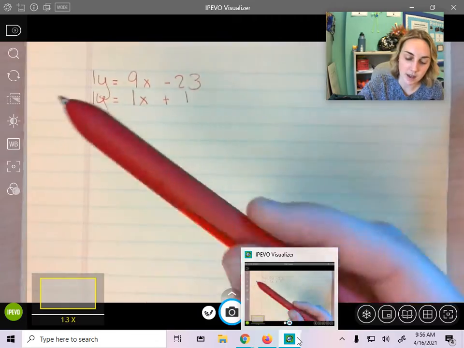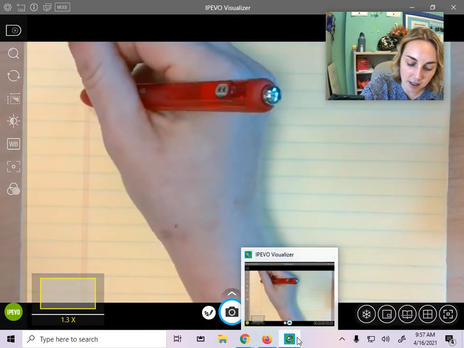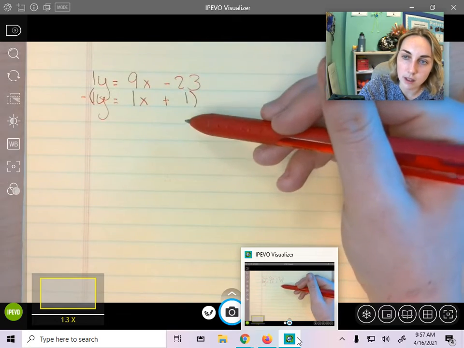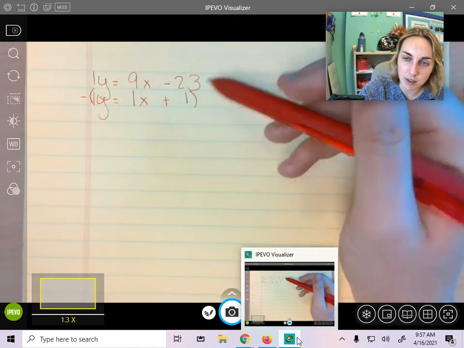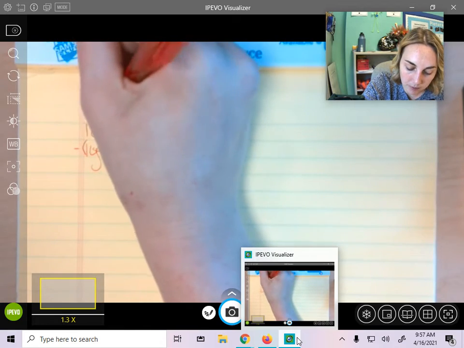This is how you do it. So again, we're going to subtract. So what that means, we're going to subtract the whole equation by the other equation. So I want to make something very clear. So this is how I wrote it.